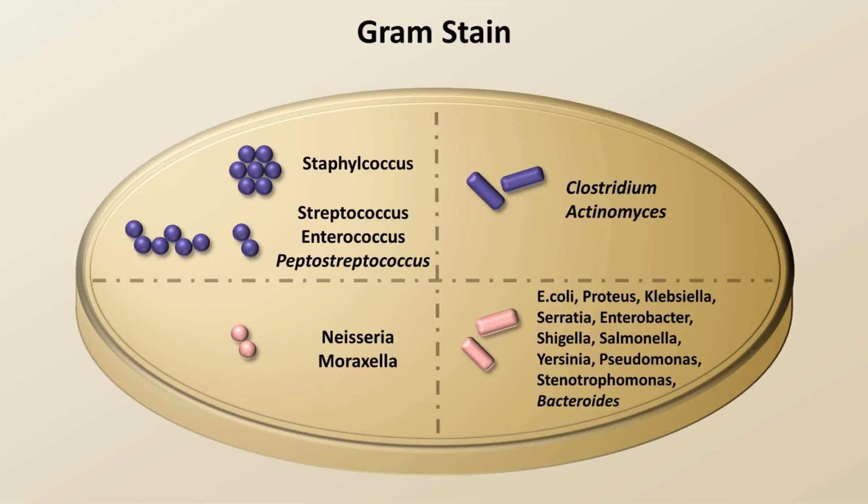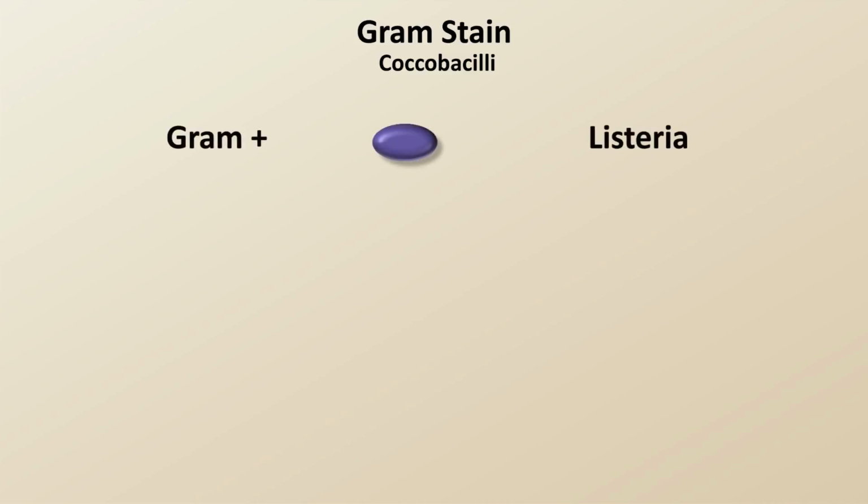There are a few bacteria that don't clearly conform to these 4 categories. This is partly because they may have shapes that are either variable or fall somewhere in between cocci and rods and are therefore known as cocobacilli. An example of a gram-positive cocobacillus is Listeria, which can cause meningitis in infants, the elderly, and the immunosuppressed.